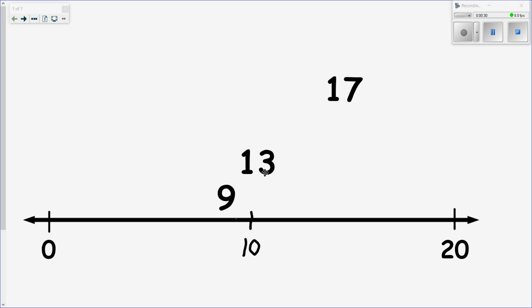13 is greater than 10, less than 20. And remember, the midpoint between 10 and 20 is 15. So probably about here would be right. 17, greater than 9, greater than 10, greater than 13, and less than 20. So we would put it about here.